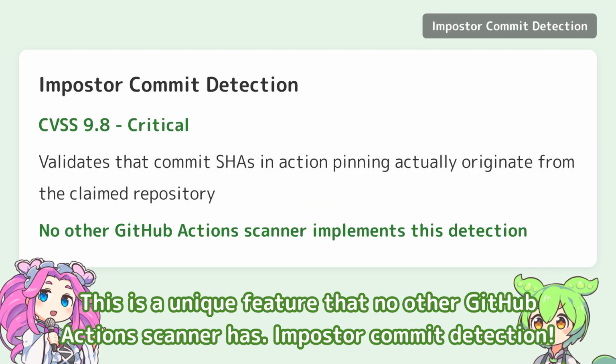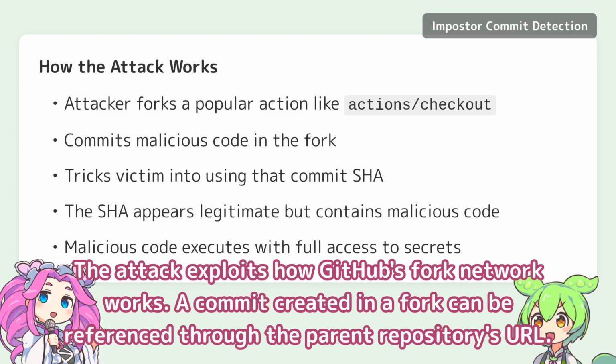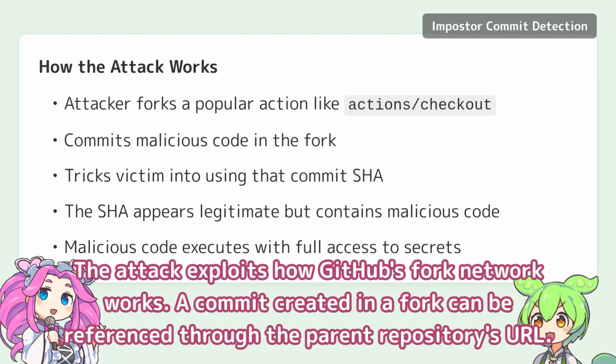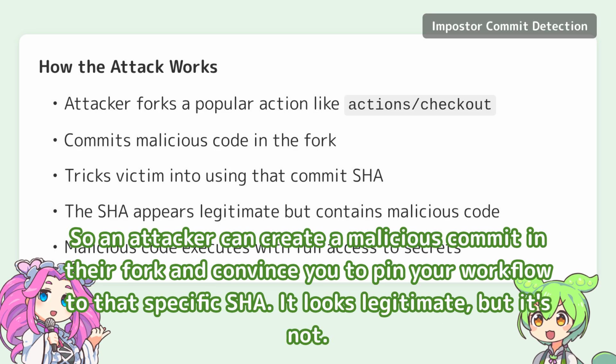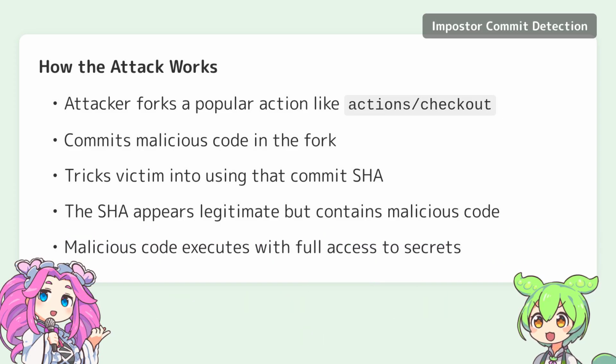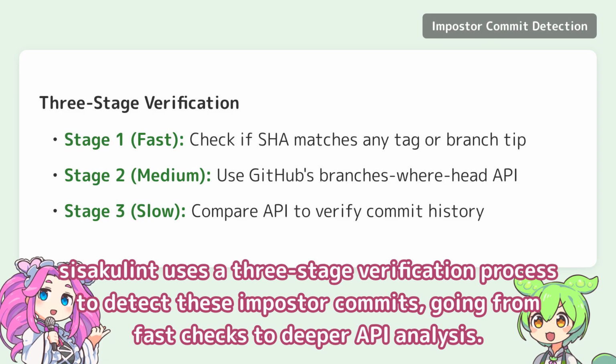This is a unique feature that no other GitHub Actions scanner has. Impostor commit detection. The attack exploits how GitHub's fork network works. A commit created in a fork can be referenced through the parent repository's URL. So an attacker can create a malicious commit in their fork and convince you to pin your workflow to that specific SHA. It looks legitimate, but it's not. Sisakulint uses a 3-stage verification process to detect these impostor commits, going from fast checks to deeper API analysis.